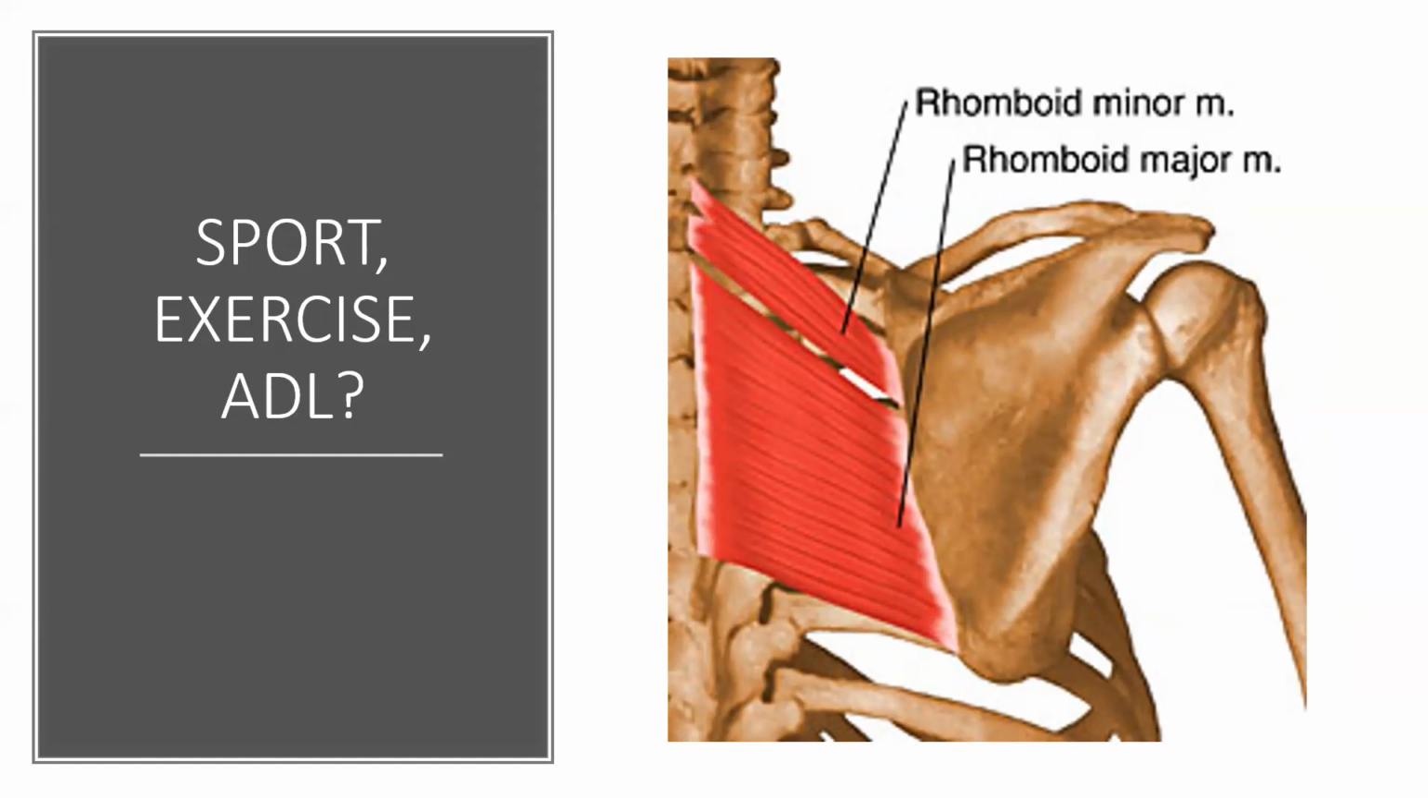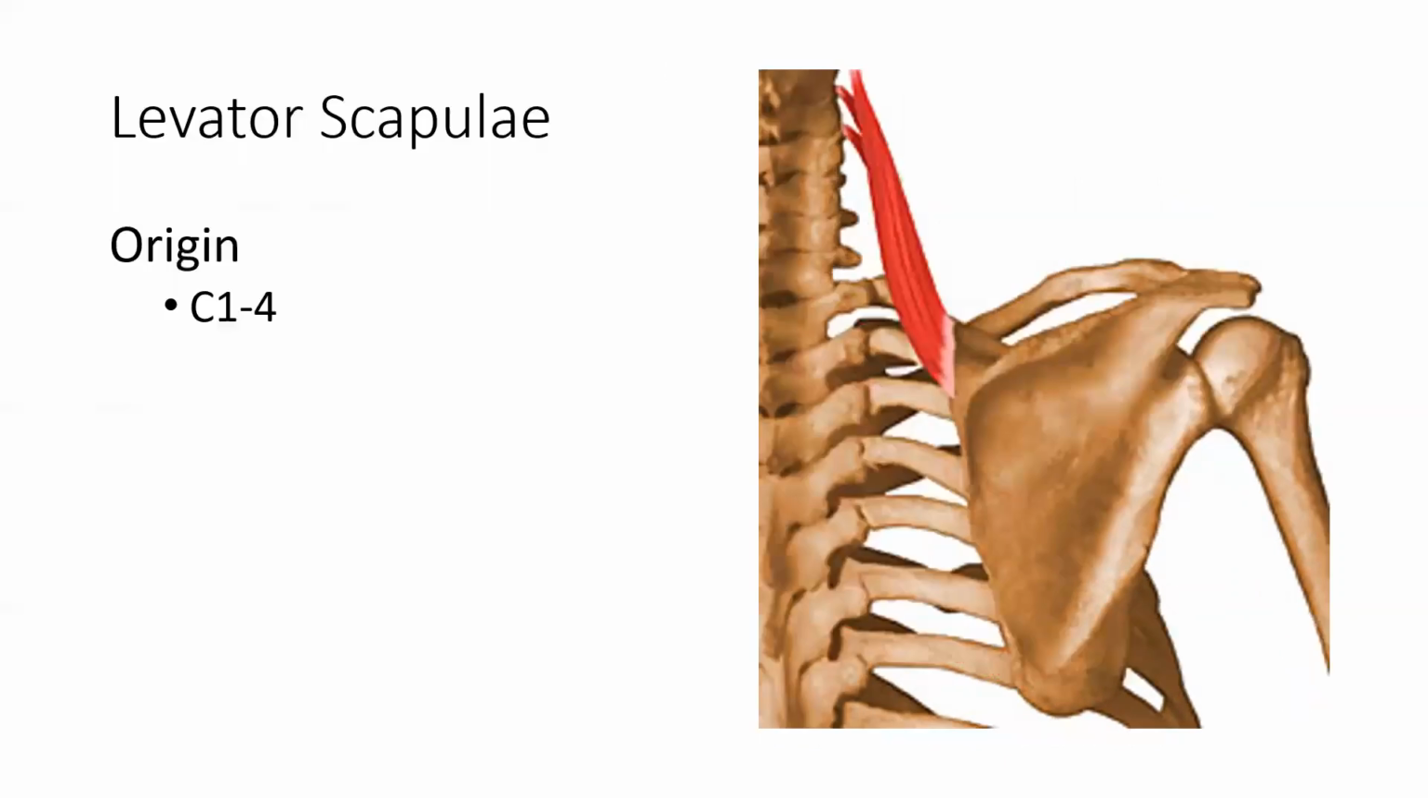Start thinking of some sport, exercise, and activity of daily living examples where you may use the rhomboid muscles. Rhomboids is a group of muscles, rhomboid minor and rhomboid major. They work synergistically together, so we really categorize them together as the rhomboids muscle group. All right, moving on to our next scapular muscle, the levator scapulae.